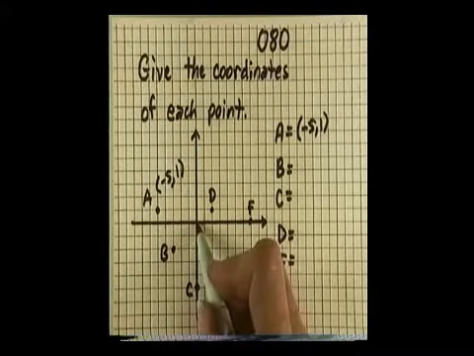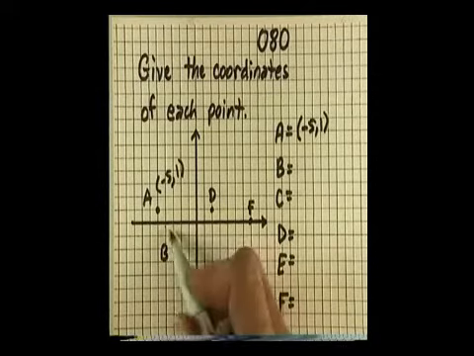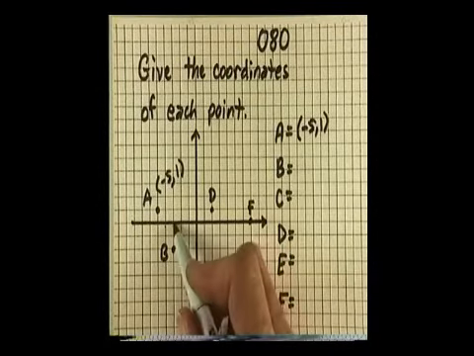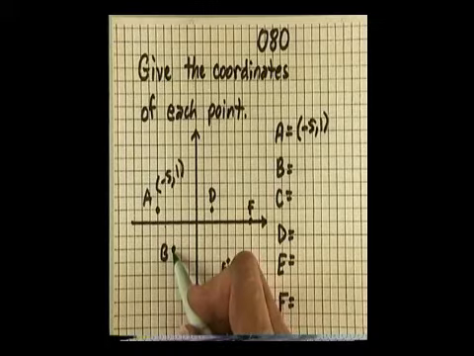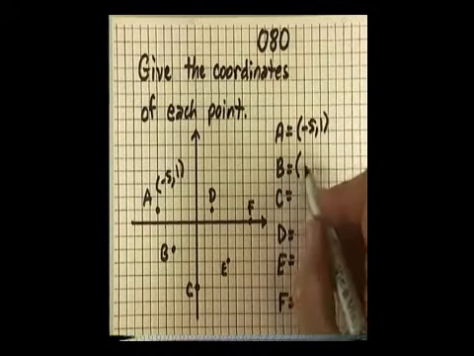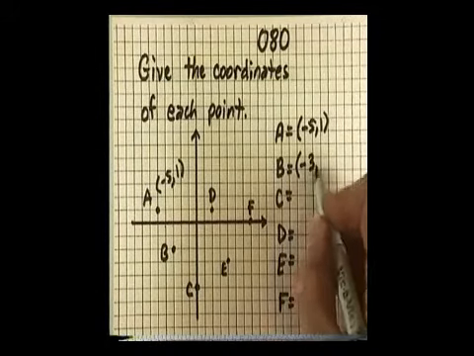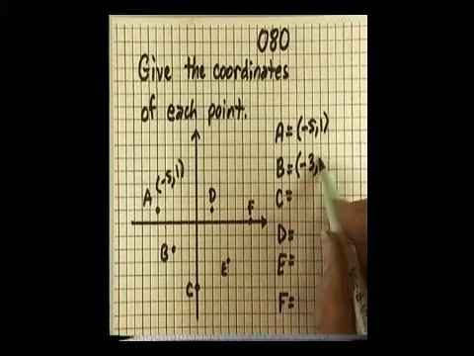For B, starting at the origin, we'll count to the left and down. 1, 2, 3 to the left, and 1, 2 down. So 3 to the left, -3, 2 down, -2.